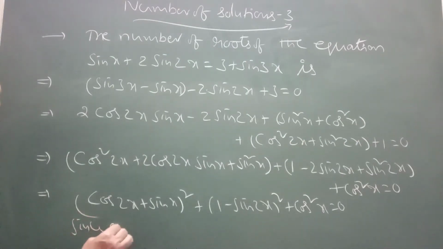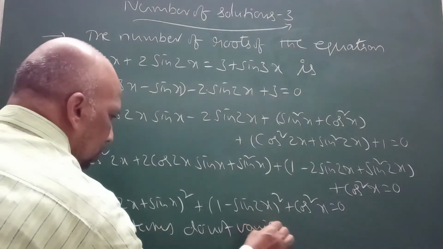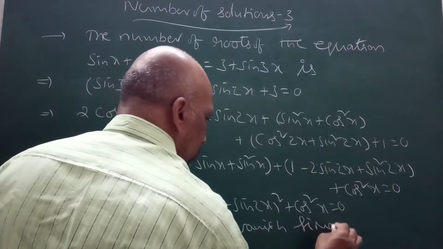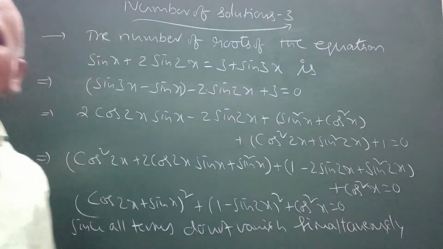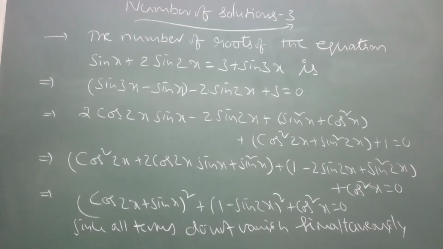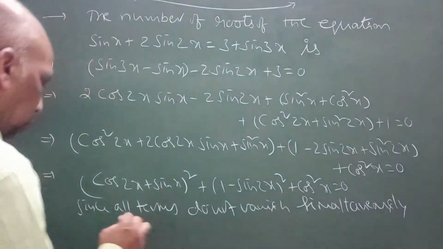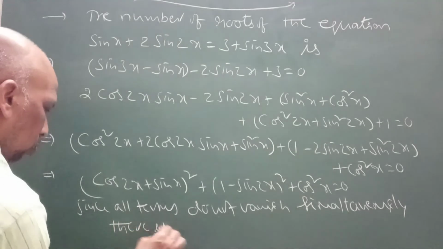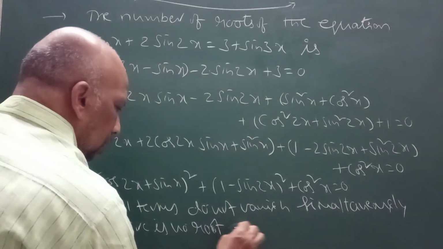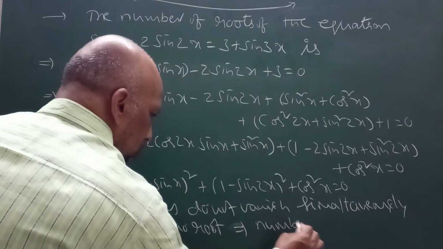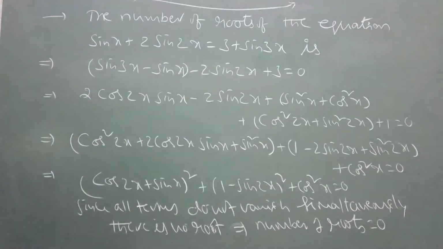Since all terms don't vanish simultaneously, there is no root. Since there is no root, the number of roots is equal to 0.